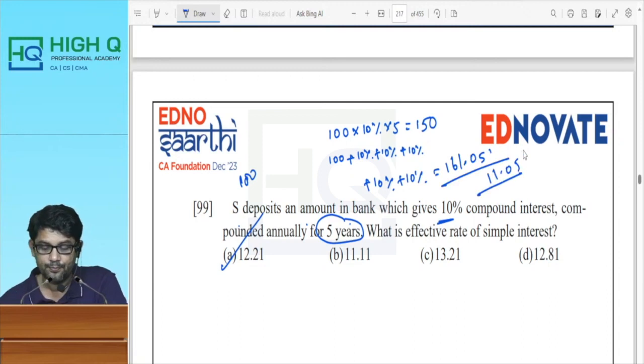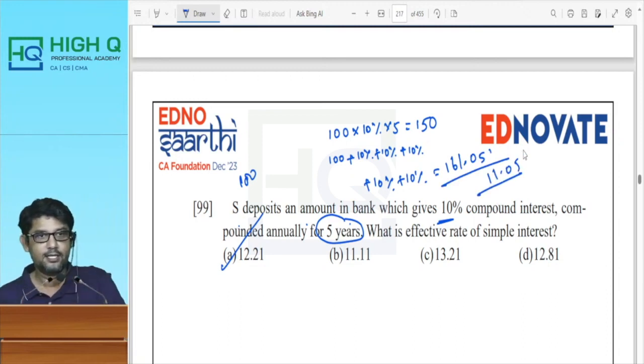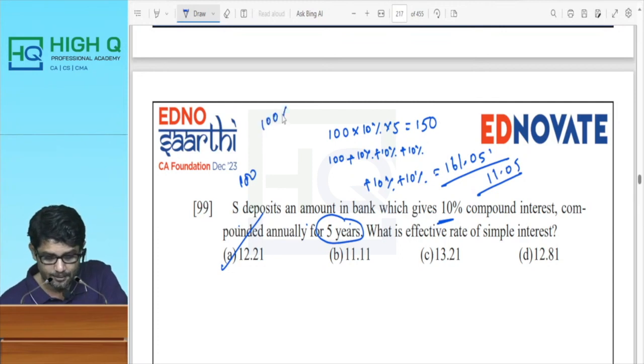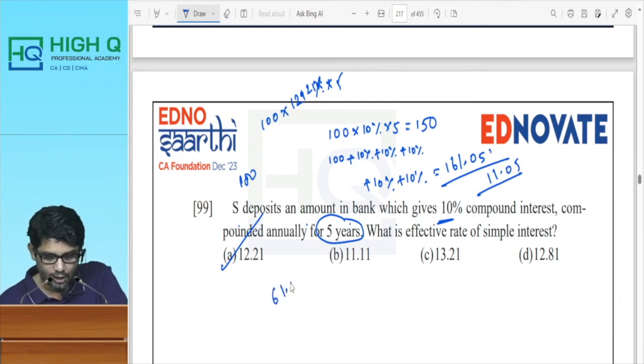Am I right, my dear? This is the difference amount. Actually, it is difference, but not rate of interest. So, here, what I will do is, I can check it. For example, 100 rupees into 12.21% into 5. What exactly you are getting? 161. So they ask you to find out effective rate of interest.